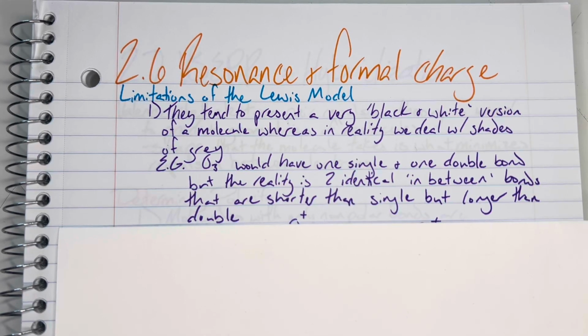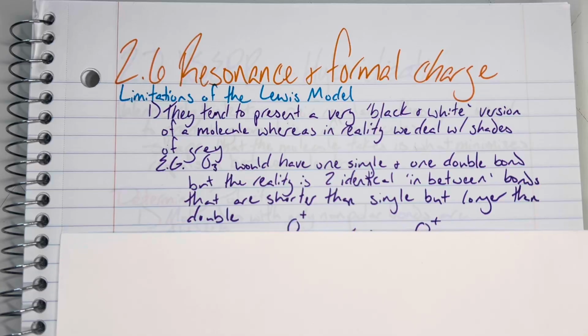Ozone would have one single and one double bond whenever we draw out the Lewis structure. But in reality, that's not really how the ozone molecule actually presents itself. Instead, we have two identical in-between bonds that are shorter than a single bond but longer than a double bond.